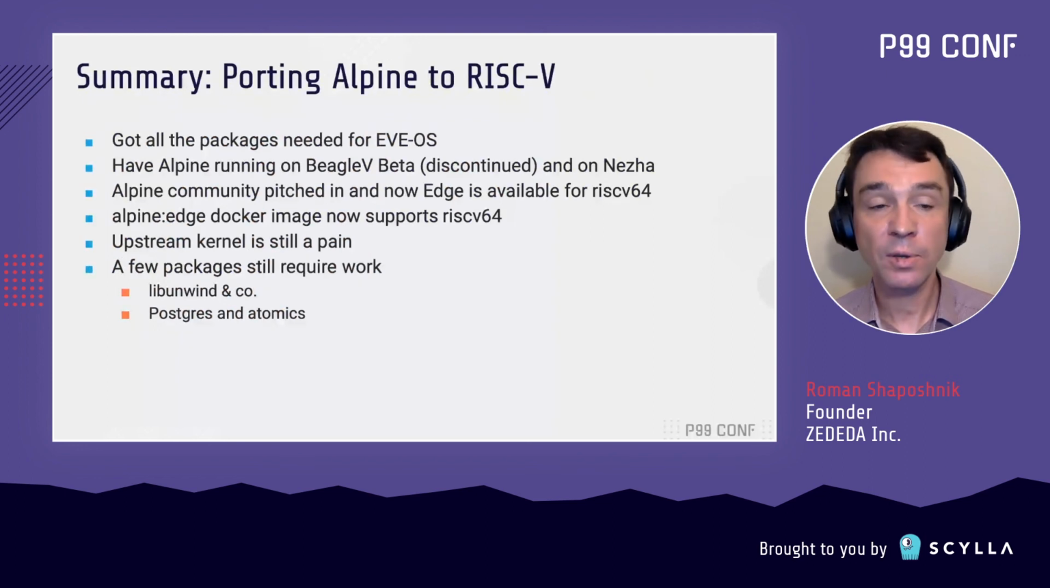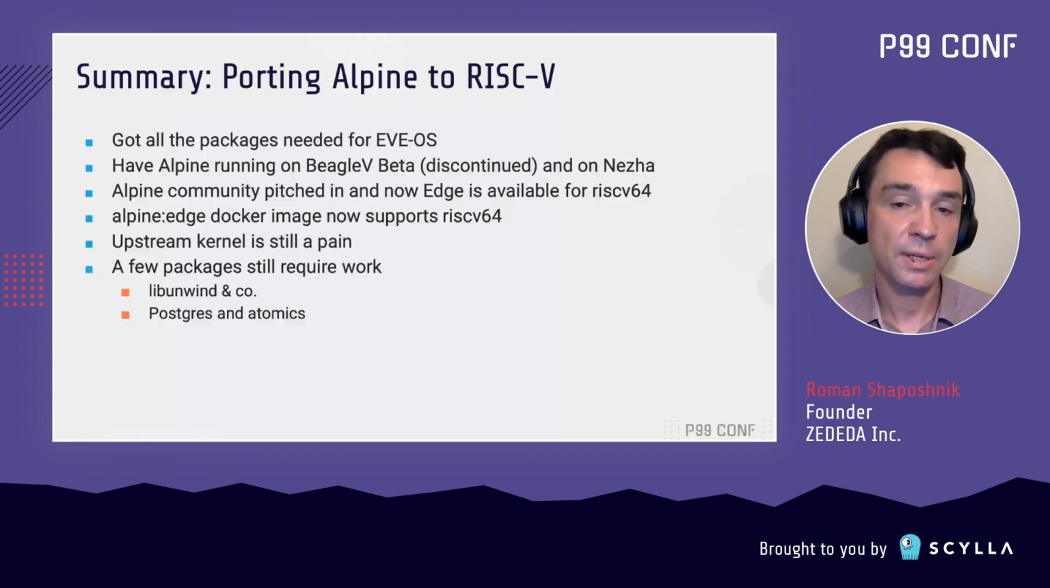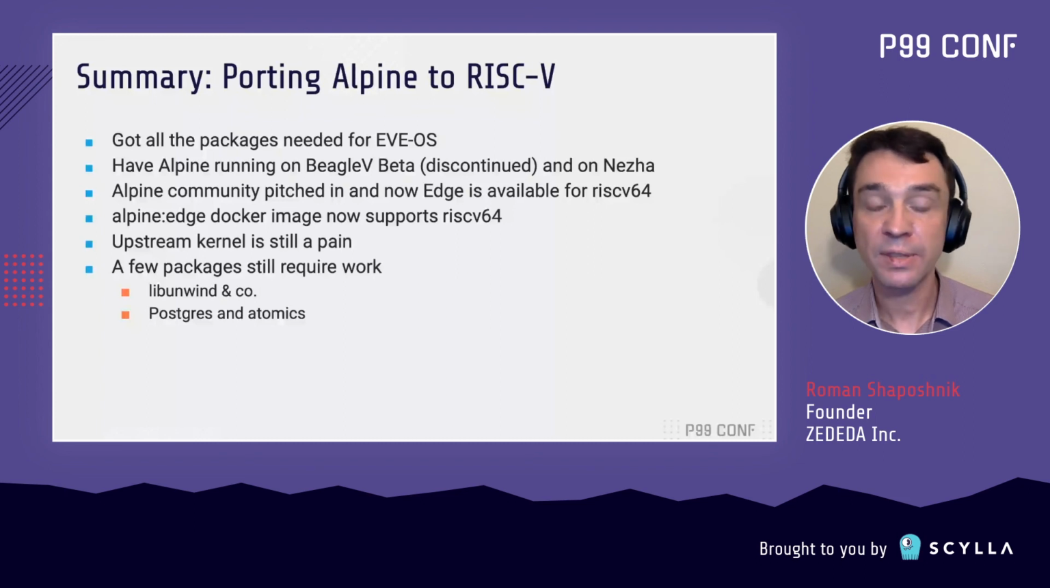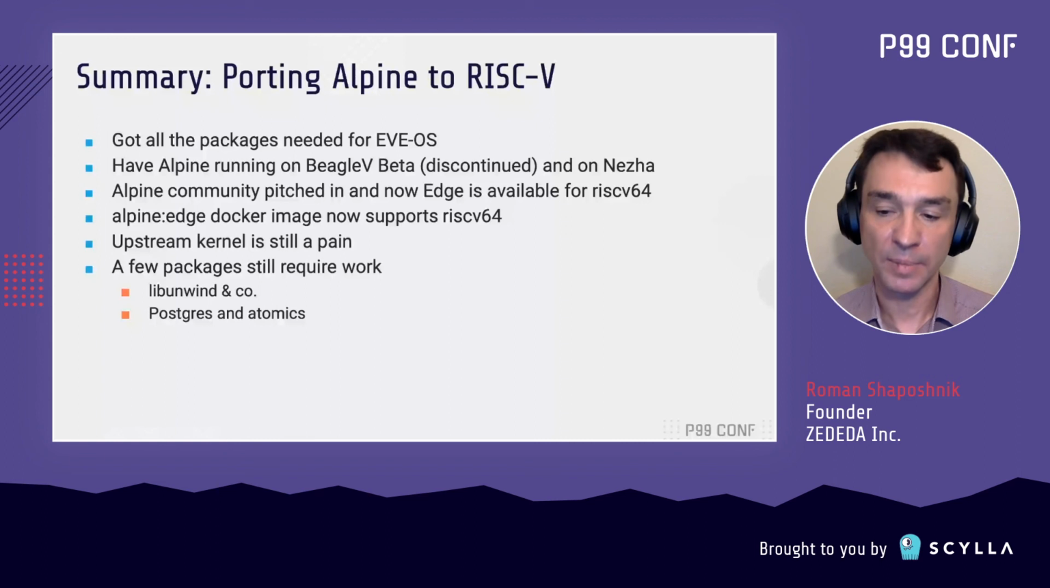Now you can actually pull the Alpine Edge Docker OCI image and get Alpine on your own laptop. In fact, if you're doing it on macOS, it will just work out of the box because QEMU user is set up. You can preset QEMU user for RISC-V on your Linux as well, and that would just give you a development environment for RISC-V right away. A few packages still require work. That's where we need help. Things like basic technology such as libunwind, but also Postgres and atomics.